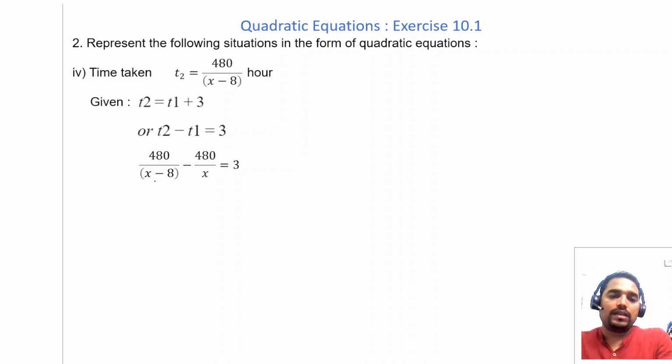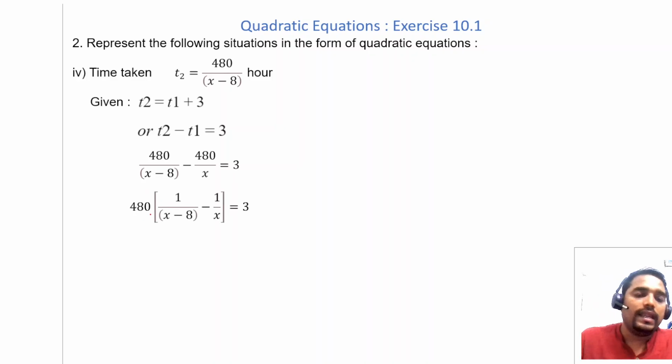Now we see that there are two terms in the LHS. Both the terms have 480 in the numerator. Now let's take that 480 as common. So if I take 480 as common from LHS, I would be left with 1 by x minus 8 minus 1 by x. Now, since there are two terms within the bracket which are of the form p by q, that is both are fractions with a variable x.